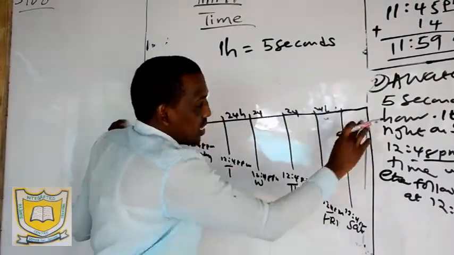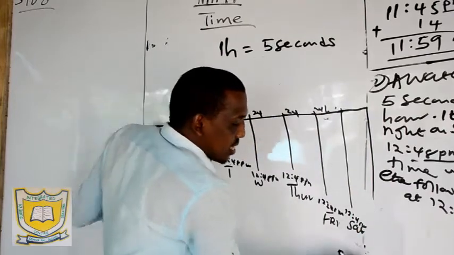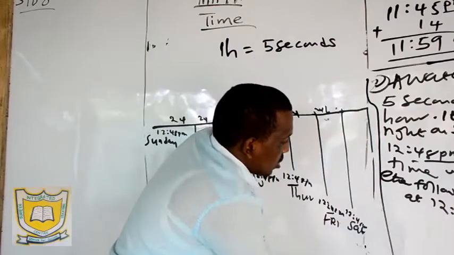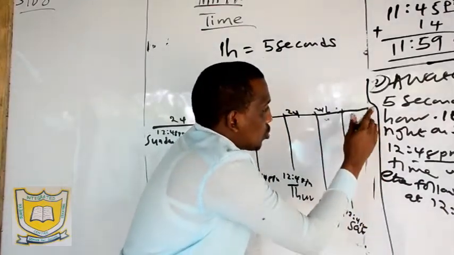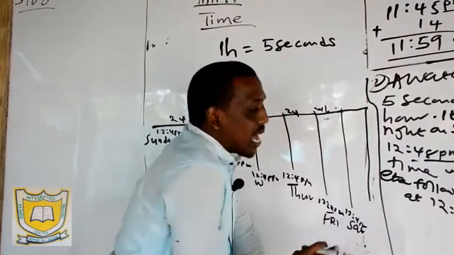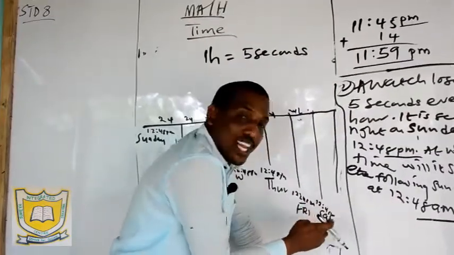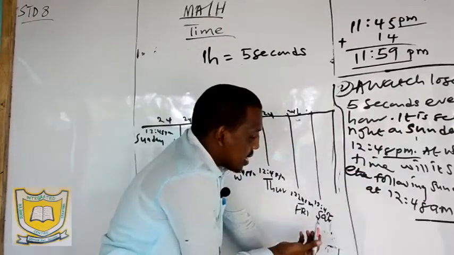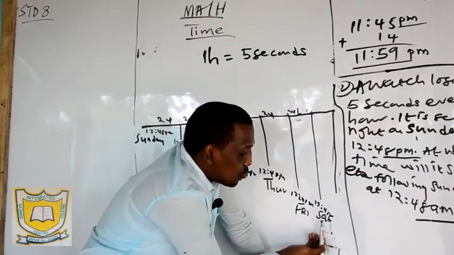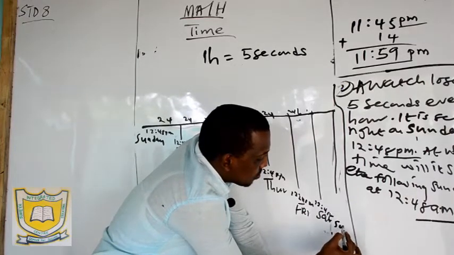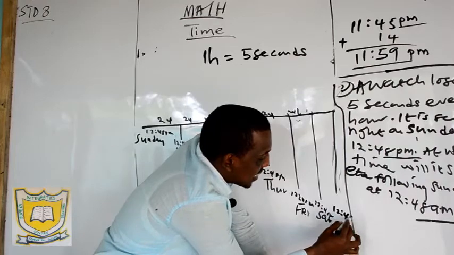Now Saturday to Sunday. Saturday 12:48 p.m. to Sunday 12:48 a.m. They say the following Sunday 12:48 a.m.; they have not said p.m. So Saturday 12:48 p.m. to Sunday 12:48 a.m.